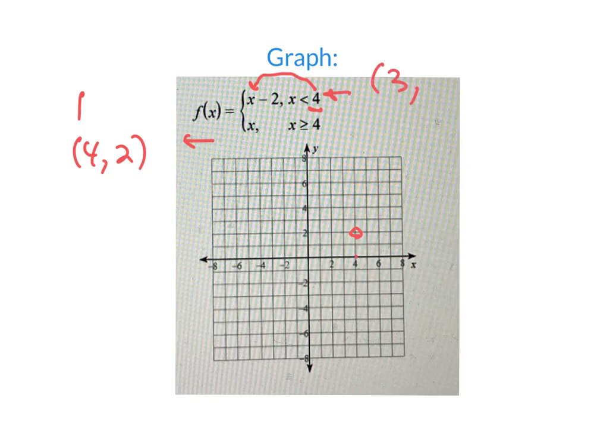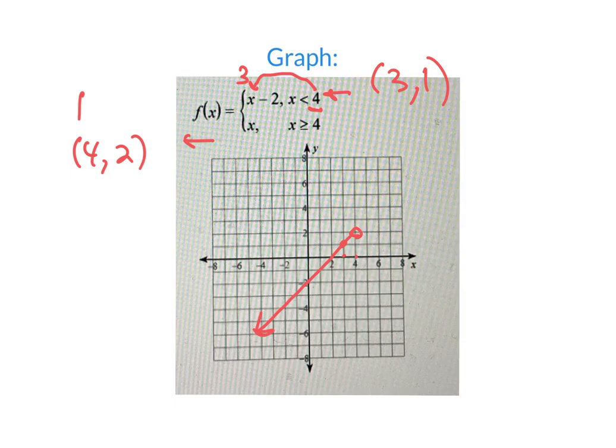Okay, so like there's 4. If I go left, that puts me at 3. I'm going to plug the 3 in now for the x. 3 minus 2 is 1. So my second point is going to be 3, 1. Now, both of these are just lines. So I'm just going to connect the dots like that. And there's the first piece. Okay, there's the first piece of the piecewise graph.